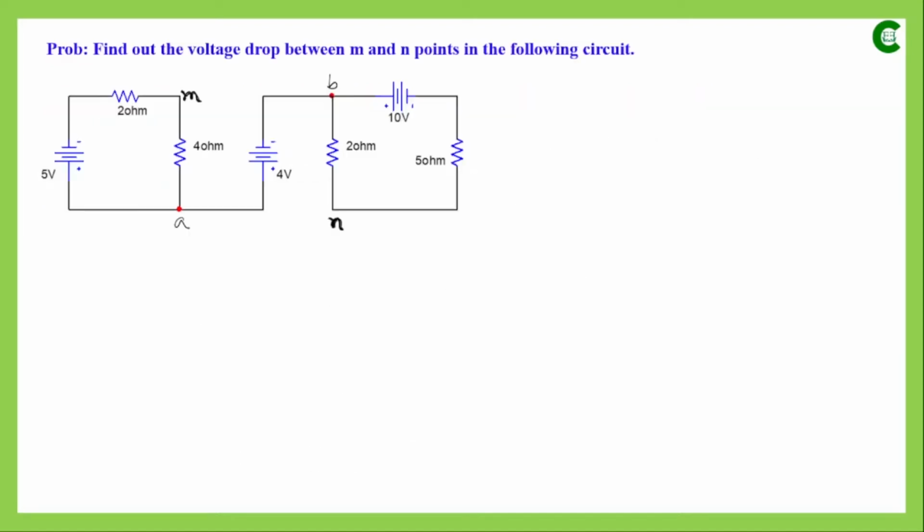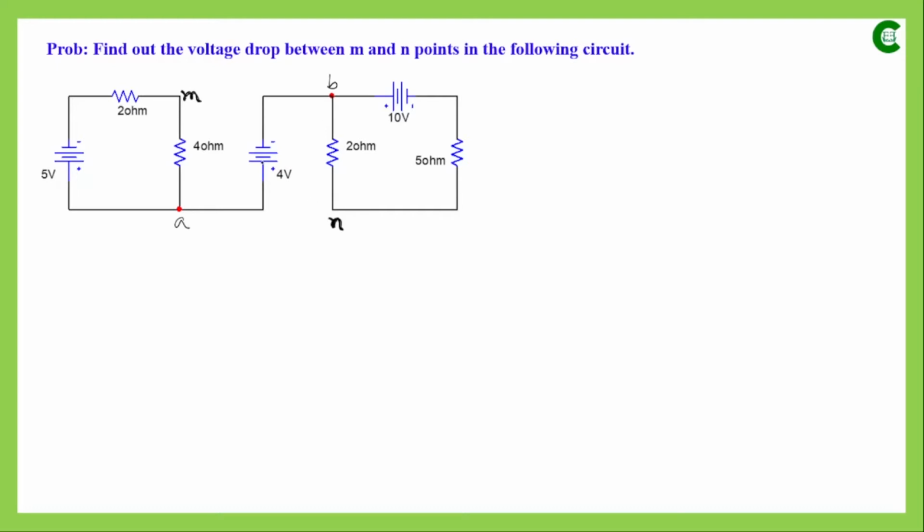So let's proceed. The first problem says to find the voltage drop between M and N points in the following circuit. In the electrical circuit or network which is given, this is the M point and this is the N point. So we have to find the voltage drop between this M point and N point.